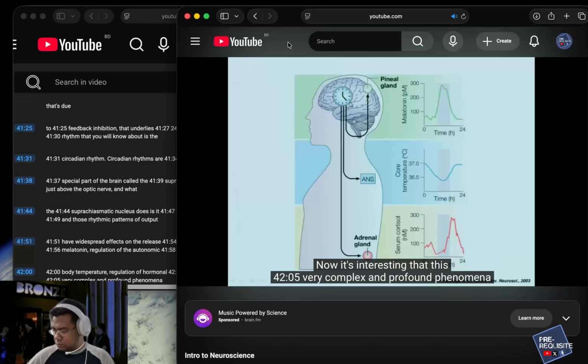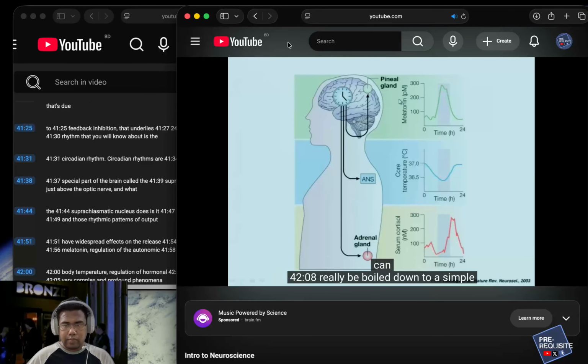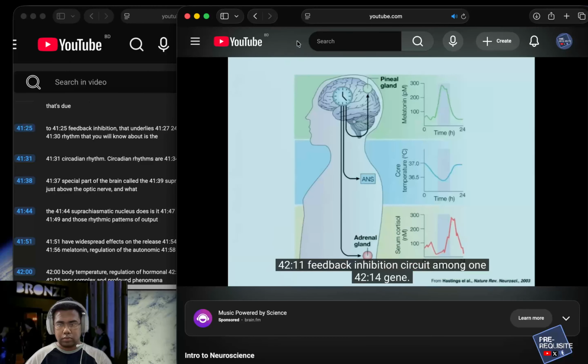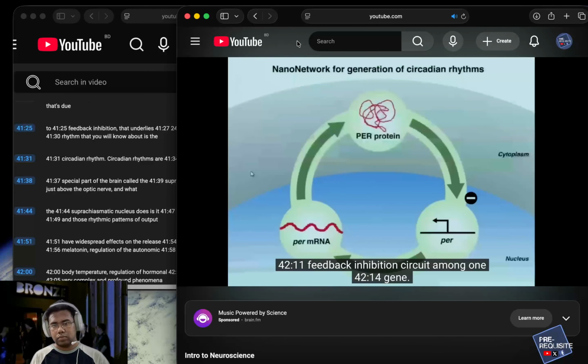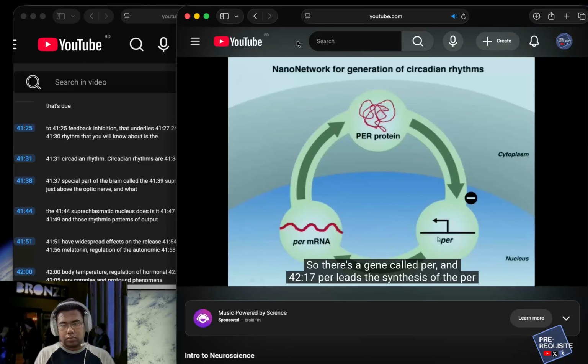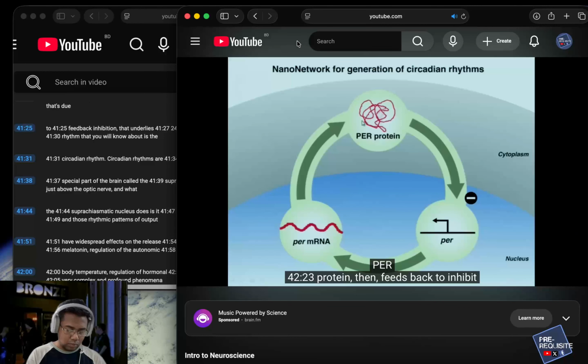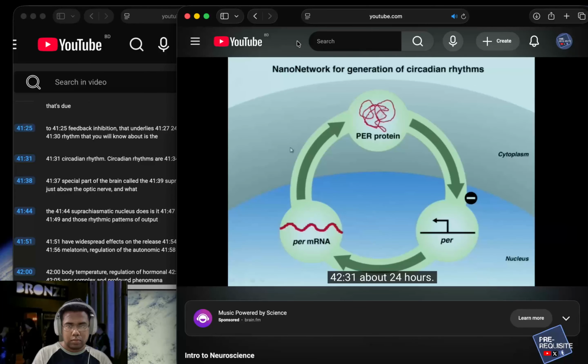Now, it's interesting that this very complex and profound phenomenon can really be boiled down to a simple feedback inhibition circuit among one gene. So there's a gene called PER, and PER leads to the synthesis of the PER message and, in turn, the PER protein. PER protein then feeds back to inhibit the transcription of the gene. And this inhibitory cycle has a time course of about 24 hours.